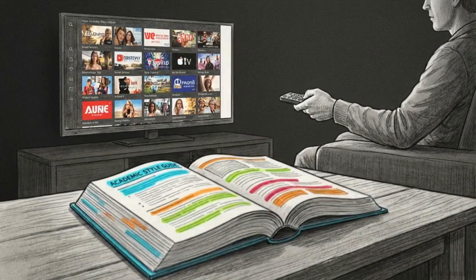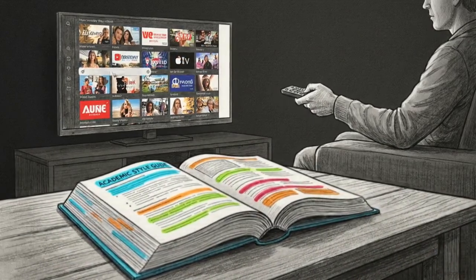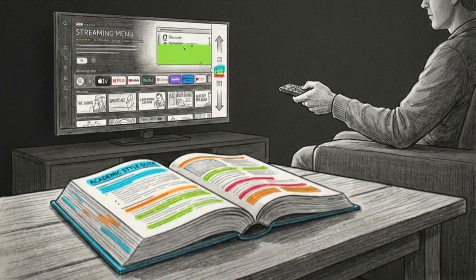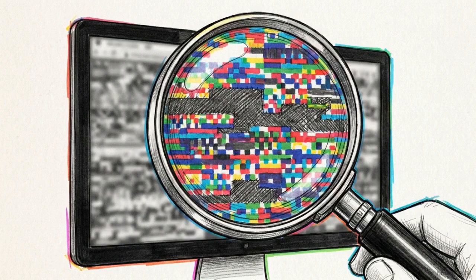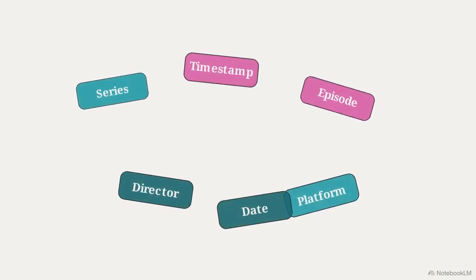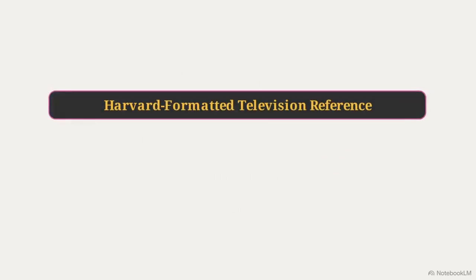Academic standards require fixed details, but digital television often hides production metadata behind scrolling menus and auto-playing trailers. Vague citations make it difficult for readers to verify your evidence. If a reviewer cannot find the exact episode or scene you are discussing, your research loses its supporting context. To prevent this, we are going to build a precise, Harvard-formatted television reference from scratch in under 6 minutes.